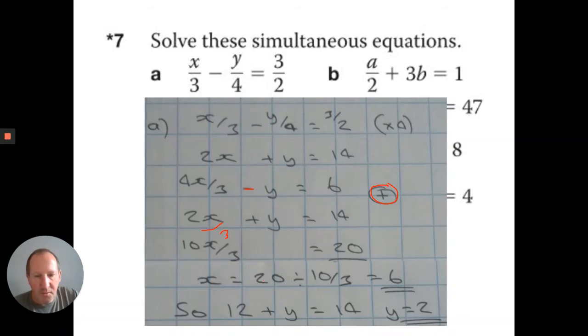So when I put this all through, I've got to divide this side by 10 over 3 to find what x is. X comes out to be 6. And I know that x is 6, put in one of these. Maybe easier to put in this one, which I haven't got to mess around with so many fractions. 2 times 6 is 12, add on something is 14, so y is 2.